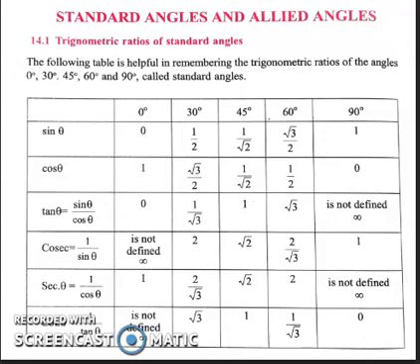Cos theta can be written as the reverse of sine theta, that is sine of 90 degree is 1. Here cos of 0 degree is 1. Sine of 60 degree is root 3 by 2. Here cos of 30 degree is root 3 by 2.